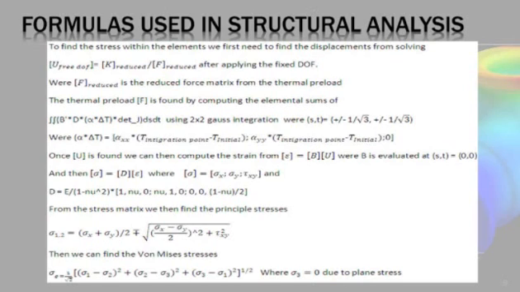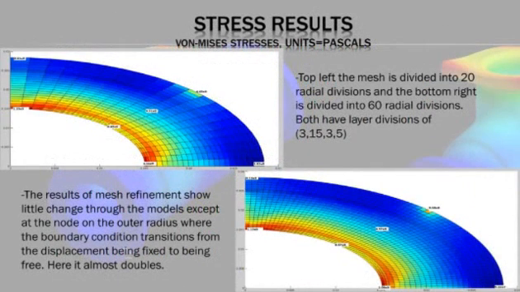Here we compare the stress distribution between 2 meshes, one with 20 radial divisions and one with 60 radial divisions. As you can see, the results of the mesh refinement show little change through the model except at the node on the outer radius, where the boundary condition transitions.